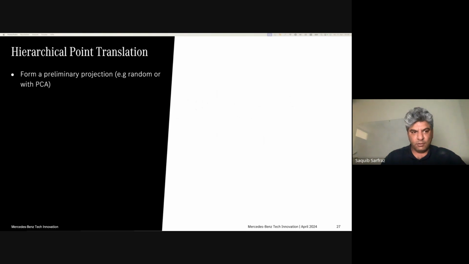I can go through this point translation process because that's the main part of the algorithm of h-NNE. We start from the top level of the tree, but before that, of course, we have a preliminary projection, which could be just uniform random points, or you can have a preliminary projection of your data with PCA. By the way, there's not much difference even if you use uniform random points in 2 or 3 dimensions to start with.